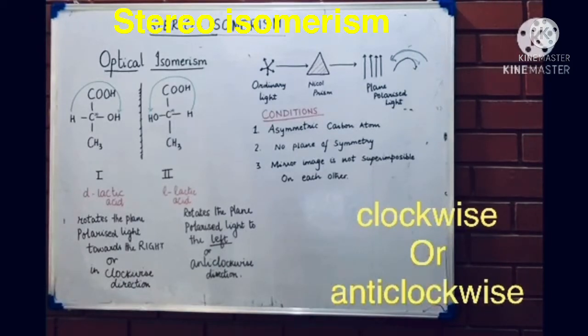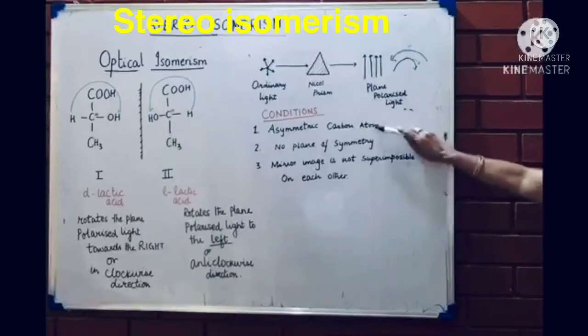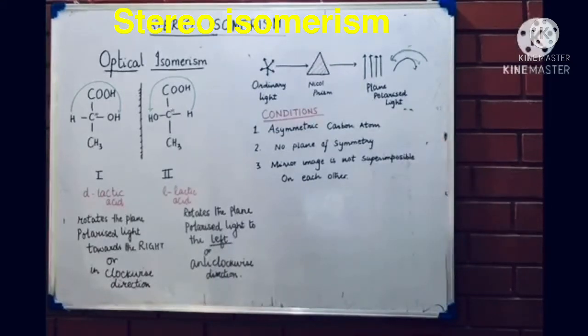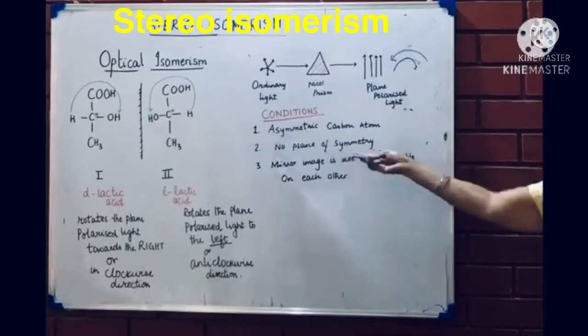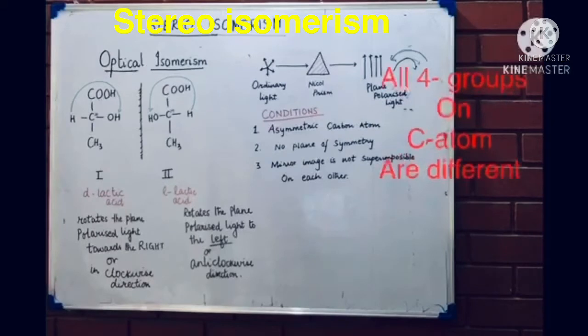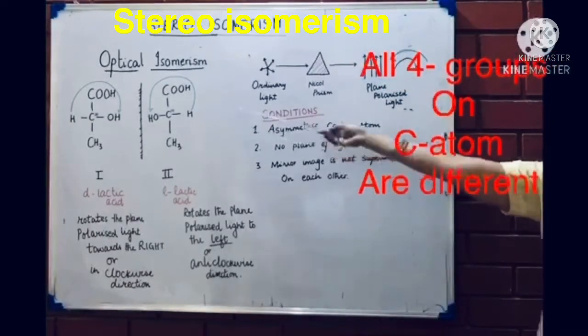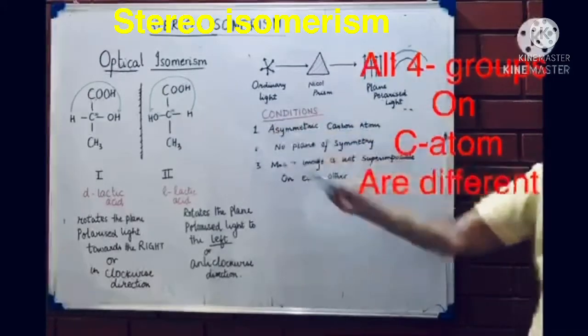Now, the important thing is that only those compounds will show optical activity which have these three conditions. Now, what are the conditions? The first condition says that the compound must have an asymmetric carbon atom. Asymmetric carbon atom means that on the carbon atom there are four groups which are different.